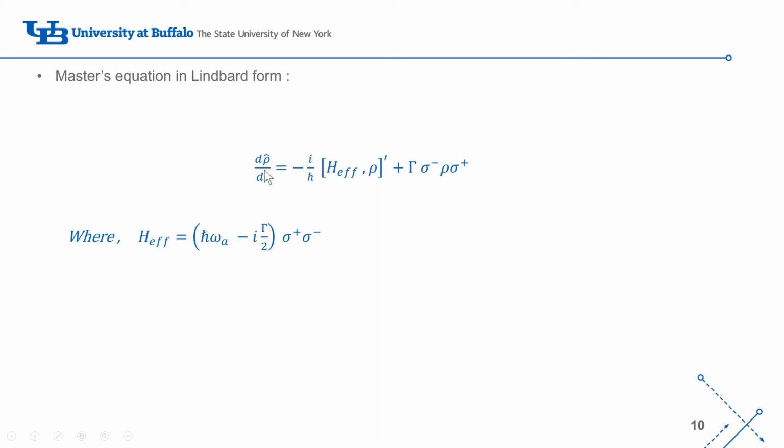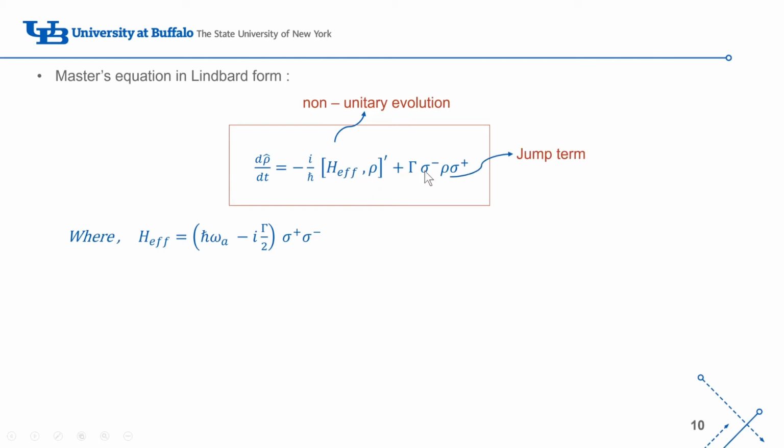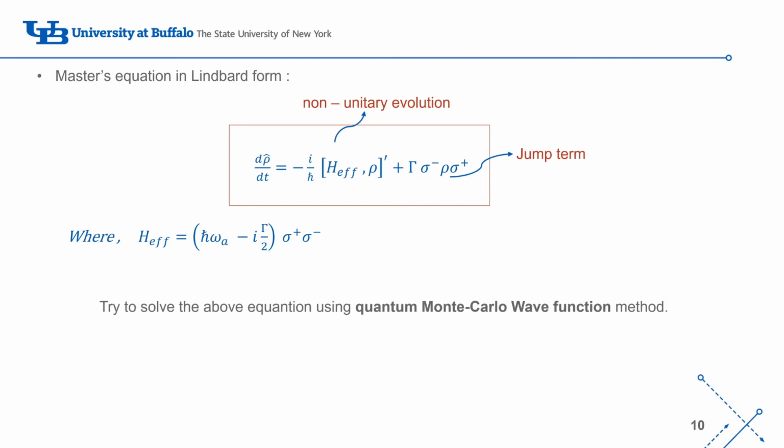If we look at the Master's equation, this is how it looks. This rho is the density matrix of our transmon qubit, and H effective is the Hamiltonian, which is non-Hermitian because of this imaginary number. We have two different terms here. One is, as I told you, the non-unitary evolution given by this first term. The second term here is the jump term. That's what we want to solve in our quantum Monte Carlo wave function method.